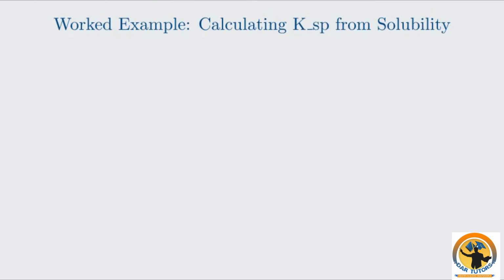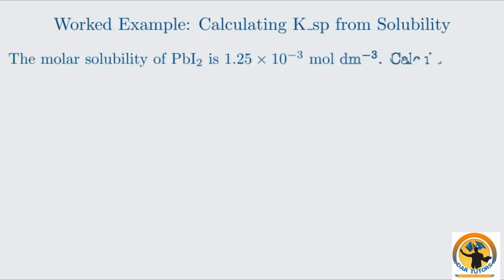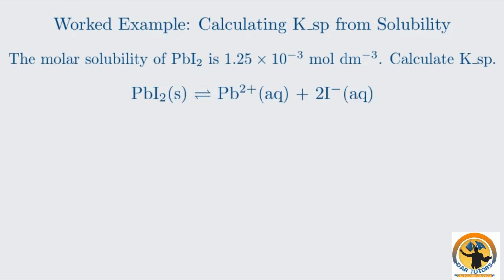Our objective here is to find the KSP of a sparingly soluble salt if we are given its molar solubility. The molar solubility of lead iodide, PbI2, is 1.25 times 10 to the negative 3 moles per cubic decimeter. What is its KSP value? We'll follow the same procedure, being very careful with stoichiometry. First, write the dissolution equation for lead iodide. It dissolves into one Pb2+ ion and 2 I- ions.